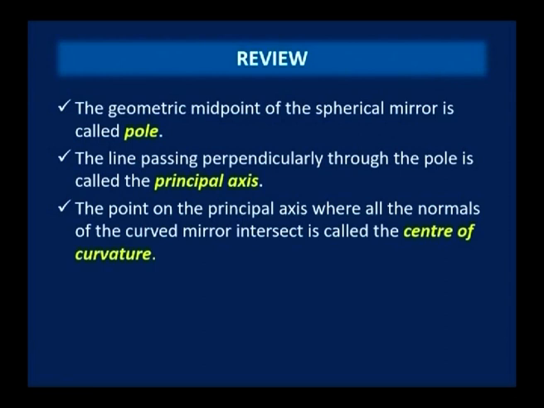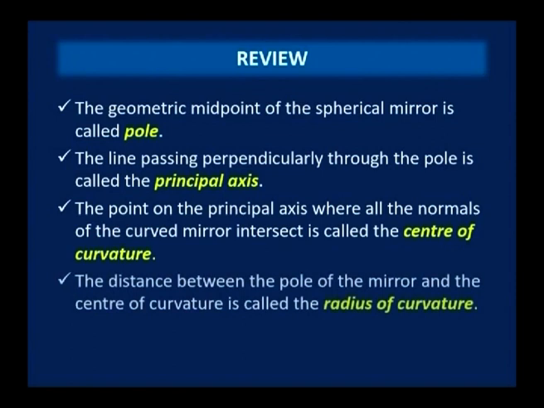The point on the principal axis where all the normals of the curved mirror intersect is called the center of curvature. This we have also defined as the center of the big spherical mirror from which the mirror is taken. Then we went on to discuss the definition for radius of curvature. The distance between the pole of the mirror and the center of curvature is called the radius of curvature.